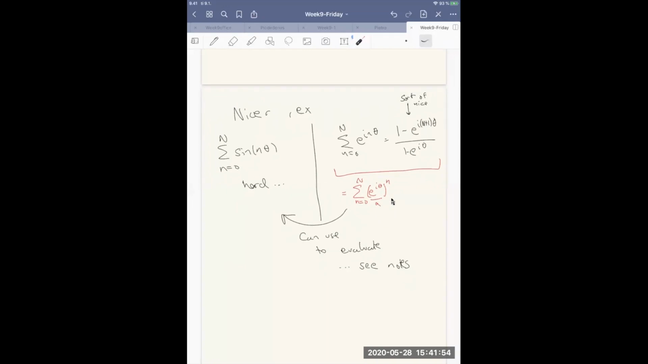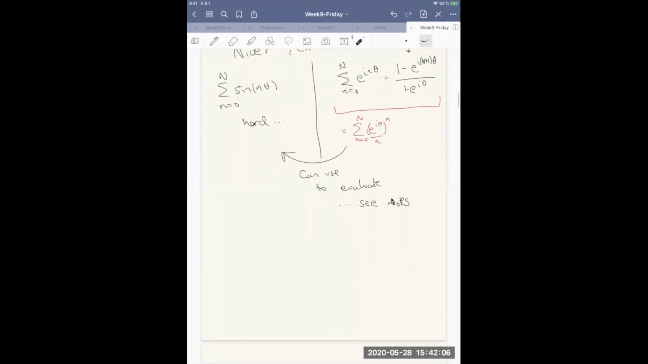So to see this calculation and to see how you can use this fact to actually compute the sum of sines, see the notes. We won't need this, but it's a useful fact, and it shows you how this works.